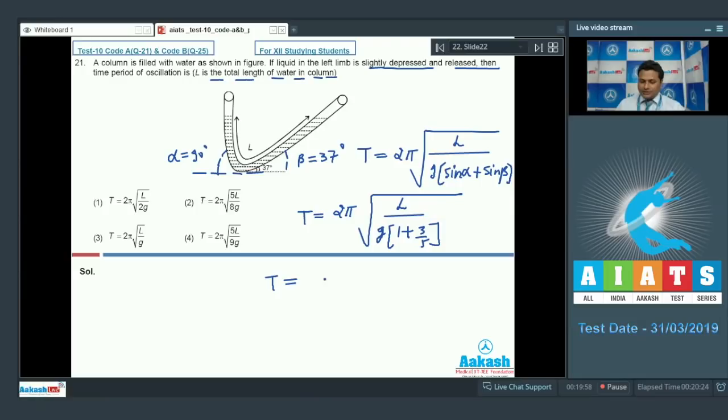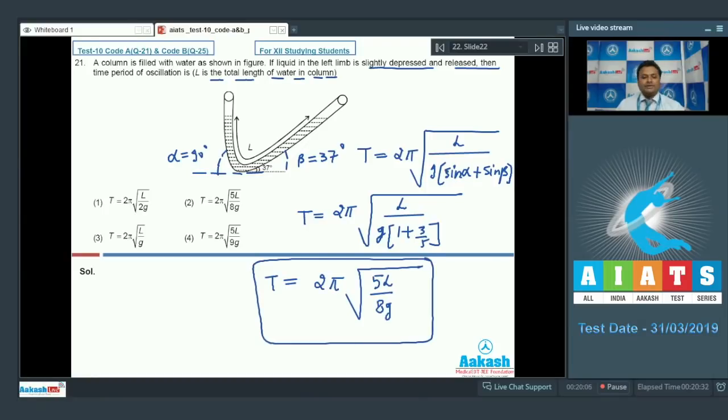So T equals 2 pi under root 5L divided by 8g. This is the final expression we will get, and if we find the option, we can say that option number 2 is absolutely correct. So we will go with option number 2 only. Now let us proceed to the next question, that is question number 22.